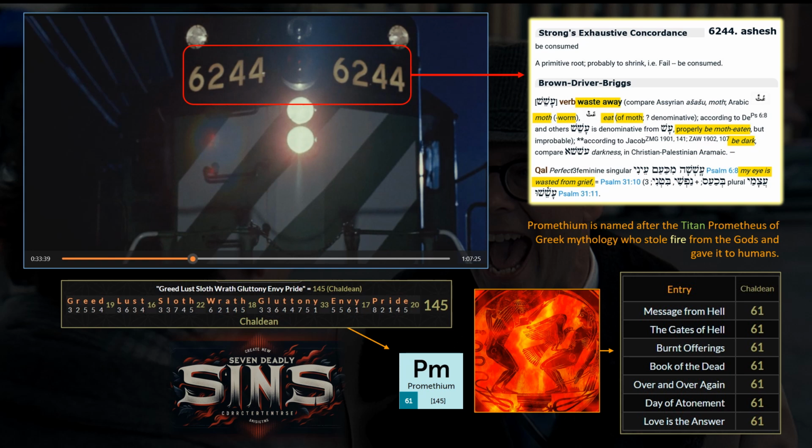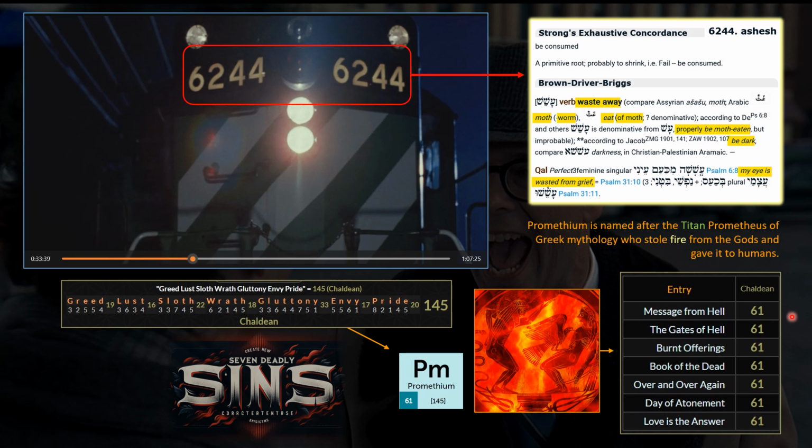So from this point in the movie, he decides that he can do whatever he wants, and he decides that he can basically perform the 7 deadly sins, which are greed, lust, sloth, wrath, gluttony, envy, and pride. And those 7 deadly sins sum to the number 145 in Chaldean, matching promethium on the periodic table of elements, the element named after Prometheus, who is a titan of Greek mythology, who stole fire from the gods and gave it to the humans. That's very similar to the story of Lucifer that we get in the Bible.